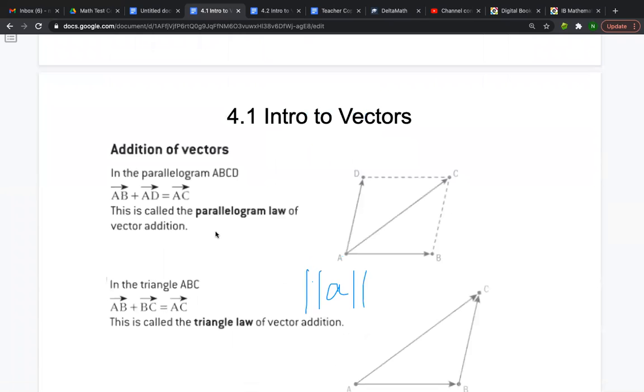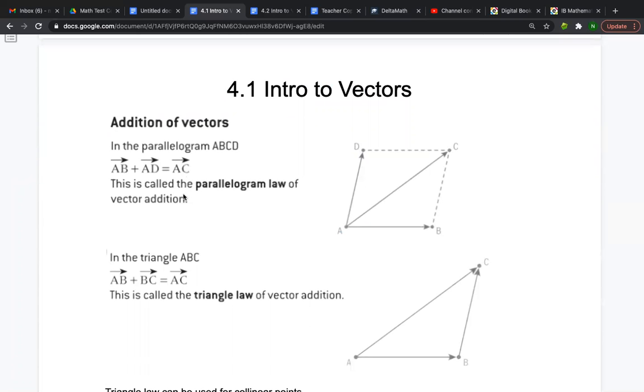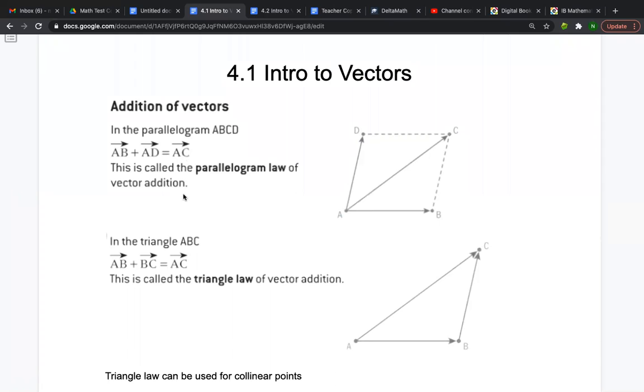Okay, so now into a little bit of hands-on work, I guess. Now we're going to talk about, in the visual sense, addition of vectors. There are two different laws we have here, the parallelogram law and the triangle law. The parallelogram law is what you're going to see more of on Delta Math, and the reason why is, if you look at this formula here, they have a shared initial point, A and A. And then they both would meet at C.